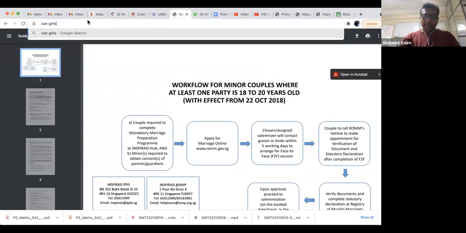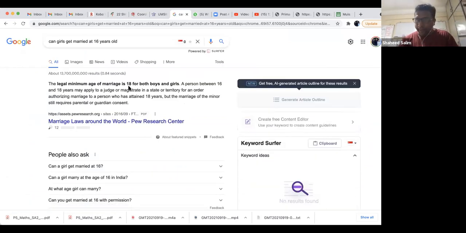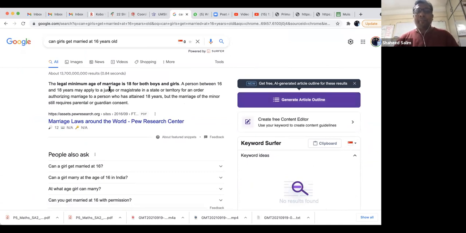Can girls get married at 16 years old? You must know all this. Legal minimum age is, okay, 18 for boys and girls. A person between 16 and 18 can apply to a judge to marry. Okay, but it requires your parents' consent. So let's say now one of you, normally it's a girl at 16, but a boy also can get married.